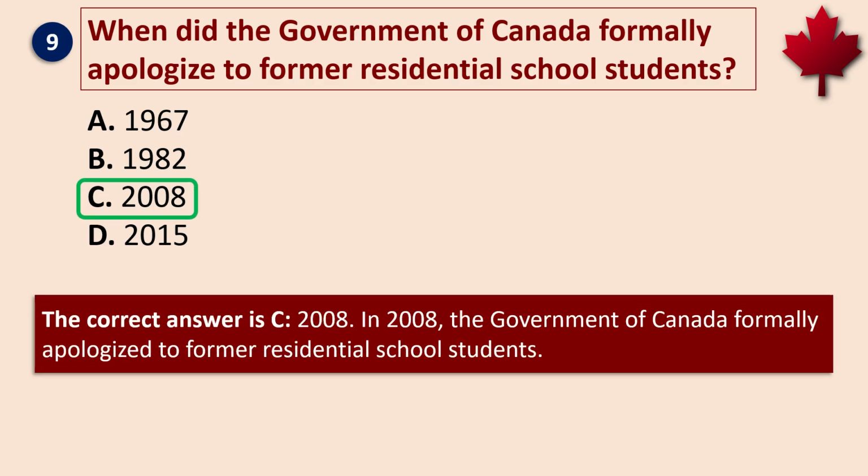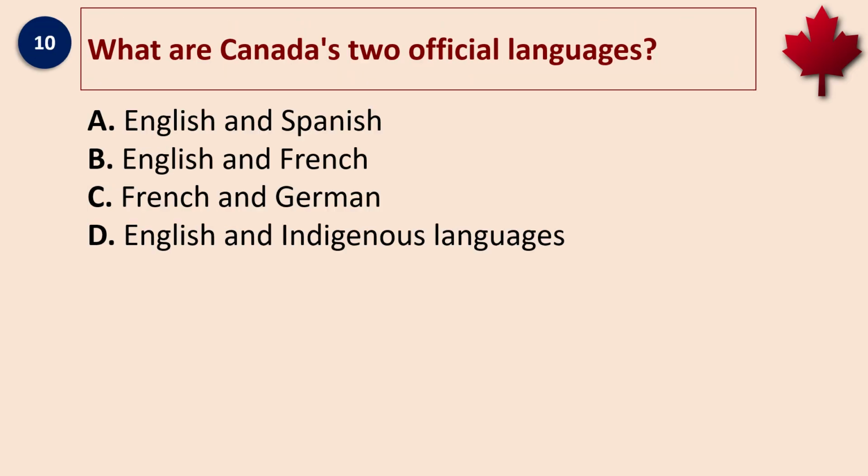The correct answer is C. 2008. In 2008, the Government of Canada formally apologized to former residential school students. What are Canada's two official languages? A. English and Spanish. B. English and French. C. French and German. D. English and Indigenous languages.